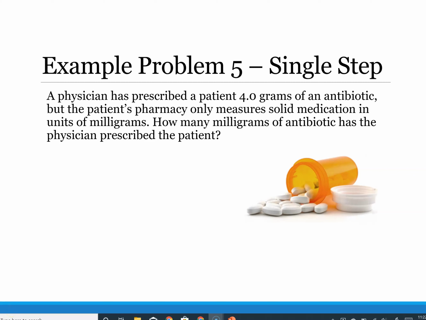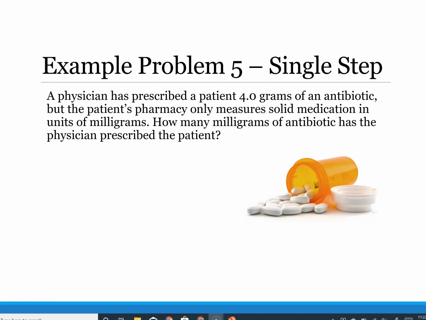Example problem 5 is a word problem. It reads, a physician has prescribed a patient 4.0 grams of an antibiotic, but the patient's pharmacy only measures solid medication in units of milligrams. How many milligrams of an antibiotic has the physician prescribed to the patient?